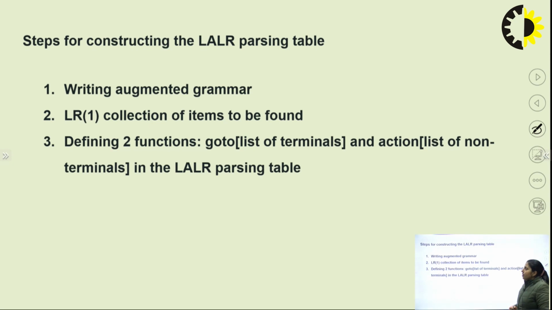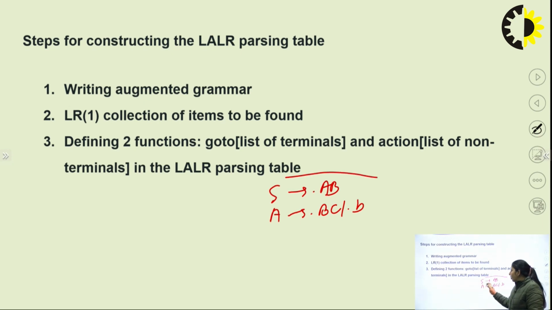This was the first step to construct the LALR parsing table. Now the second step is we have to find the LR1 collection of items. So how can we find the LR1 collection of items? I have just told you S gives dot AB, A gives dot BC slash dot B, then we have to find all the collection of items that can be generated from these set of production rules.